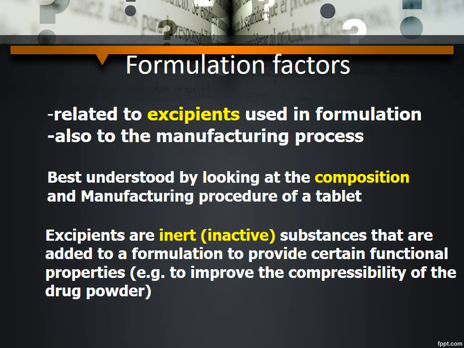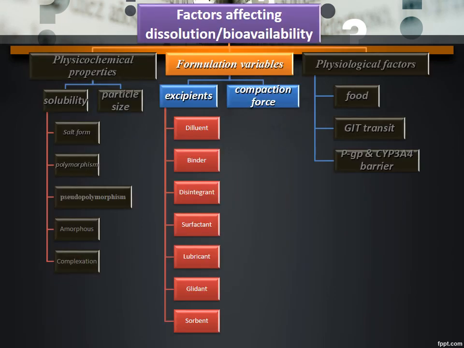So in formulation factors that affect bioavailability, it is related to the excipients used in the formulation. Okay, and we can understand that by looking at the composition of the excipients in the formulation. And usually excipients are inert substances that are added to the formulation to provide certain functional properties, for example, to improve the compressibility of the powder. Okay, so in factors affecting dissolution, formulation variables are divided into excipient and compaction force, and each of the excipients can affect the final performance of the drug.